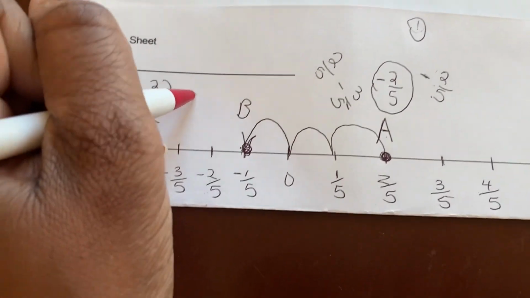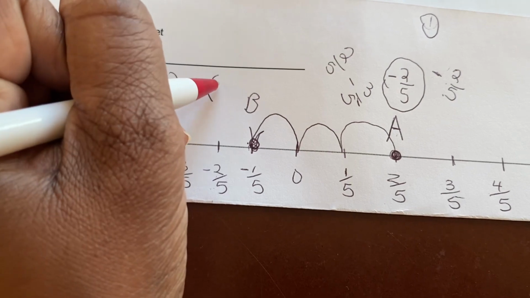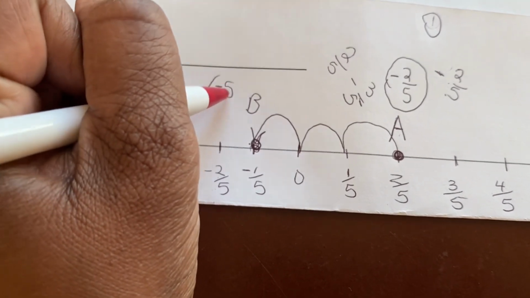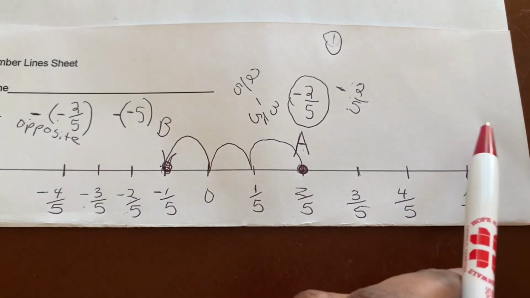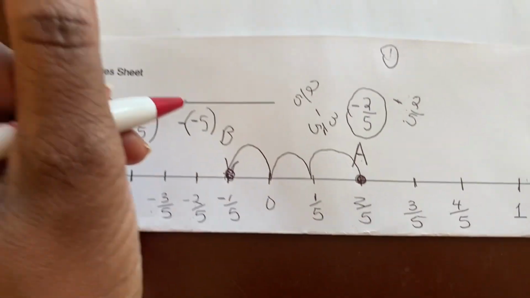One more. What is the opposite of -5? The opposite of -5 would be +5.